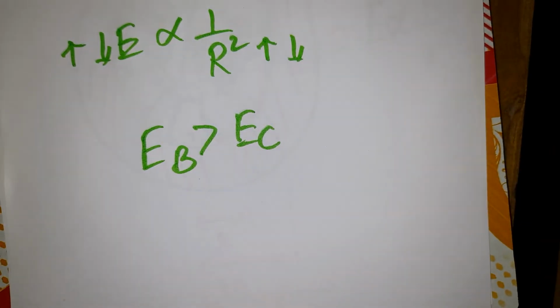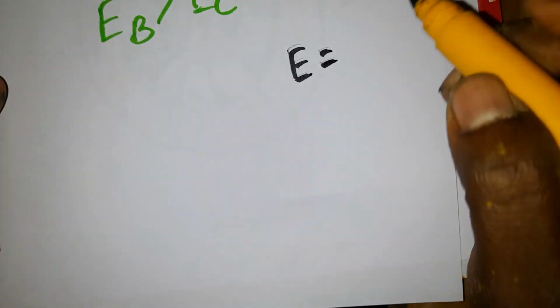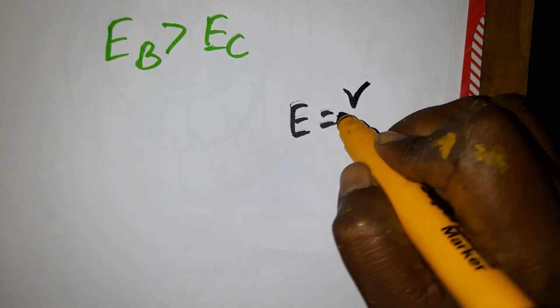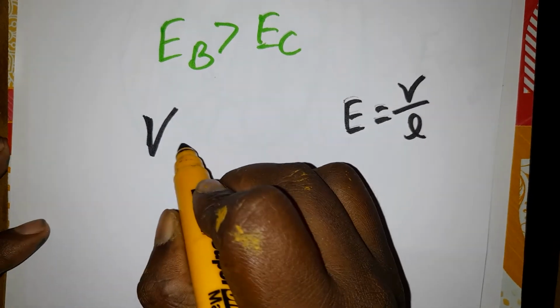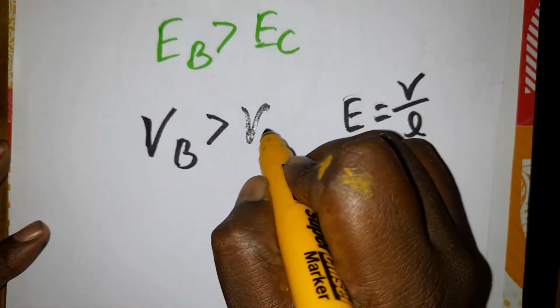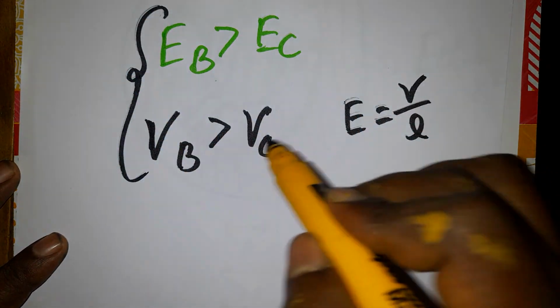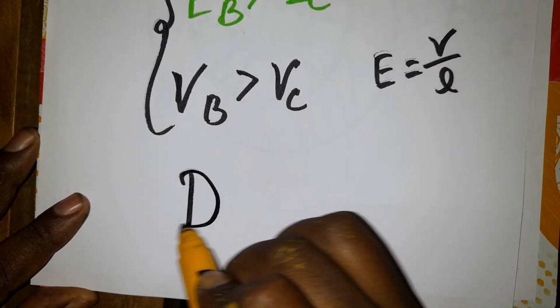Now I am going to compare the same with voltage. Voltage is also the same, because we already know electric field is volt per unit length, it is called the potential gradient. V and E are directly proportional, so VB is greater than VC. Where the electric field is stronger, the voltage will also be stronger. That means the electric field at point B and the voltage at point B will be stronger. So option D is the correct answer.